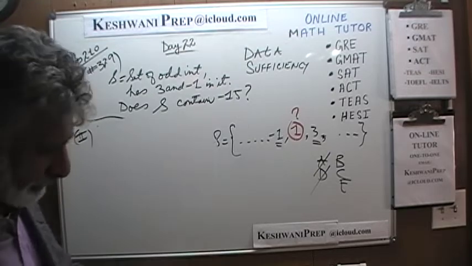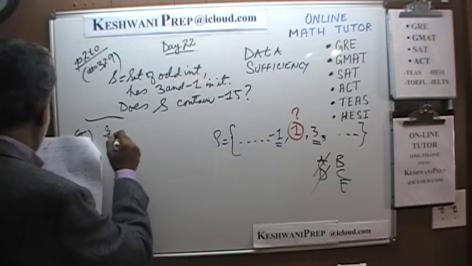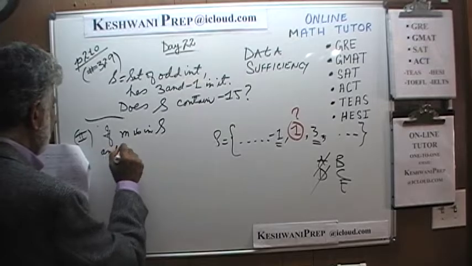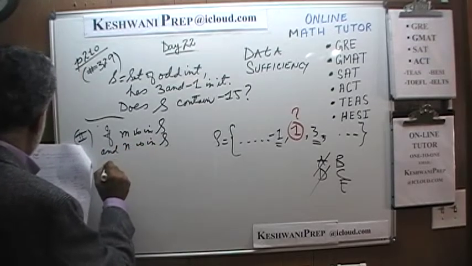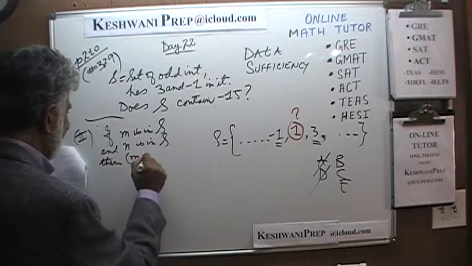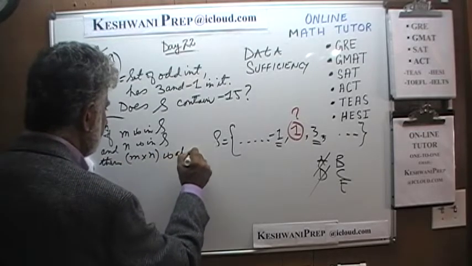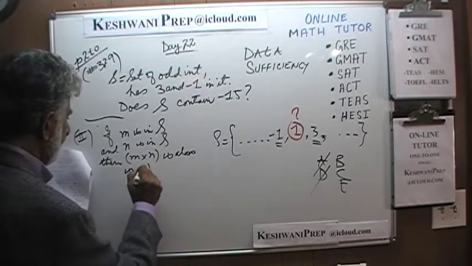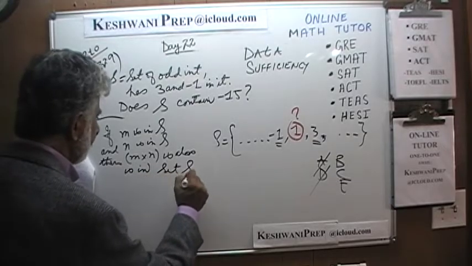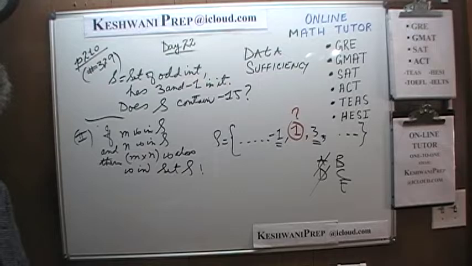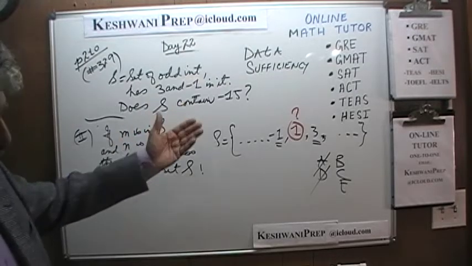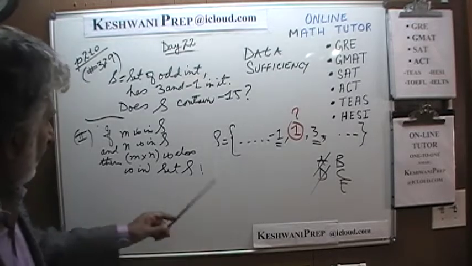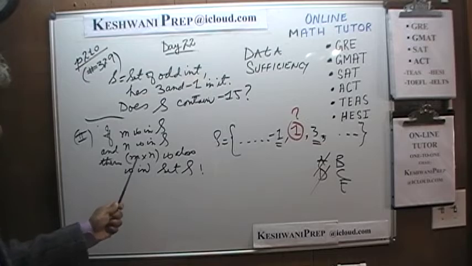The second statement tells us that if m is in S, and n is in S, then their product m times n is in set S. That's what the second statement tells us. Is that enough to figure out whether or not it has negative 15? Again, the answer is no. All we know is that if one number is in the set and the other number is in the set, their product must also be in the set.